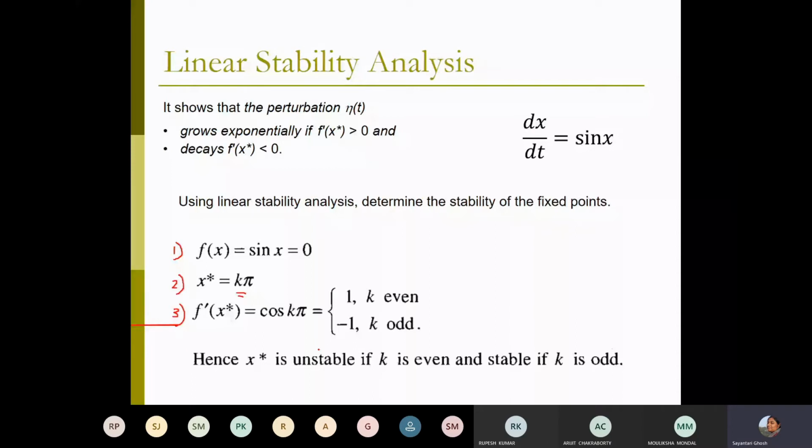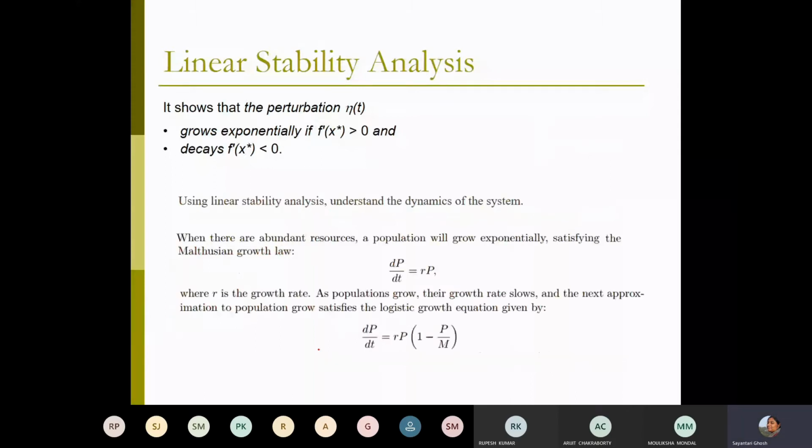Okay, so the next problem that we are going to do is something like that. So this would be our first problem, so to say, which is related to the physical world directly. Suppose the question is something like this: using linear stability analysis, understand the dynamics of the following system, or interpret the dynamics of the following system. Okay. So this is a very famous set of equations from population dynamics.